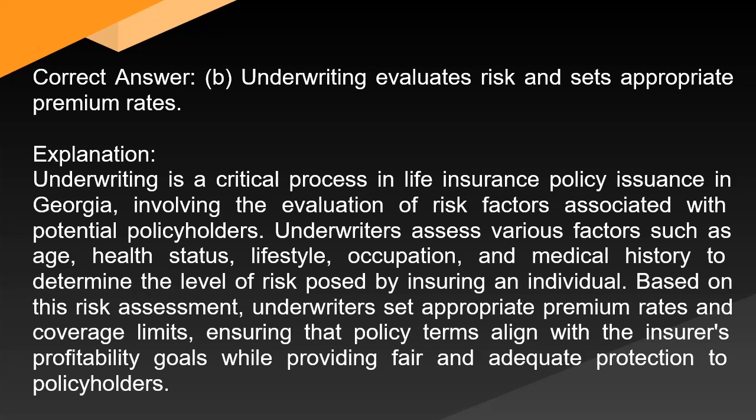Correct answer. B. Underwriting evaluates risk and sets appropriate premium rates. Explanation. Underwriting is a critical process in life insurance policy issuance in Georgia, involving the evaluation of risk factors associated with potential policyholders. Underwriters assess various factors such as age, health status, lifestyle, occupation, and medical history to determine the level of risk posed by insuring an individual. Based on this risk assessment, underwriters set appropriate premium rates and coverage limits, ensuring that policy terms align with the insurer's profitability goals while providing fair and adequate protection to policyholders.